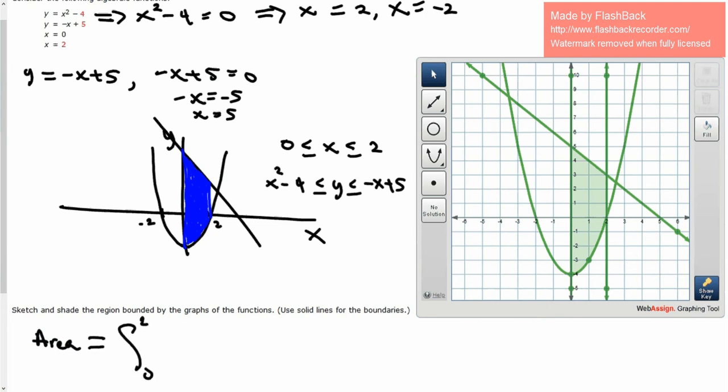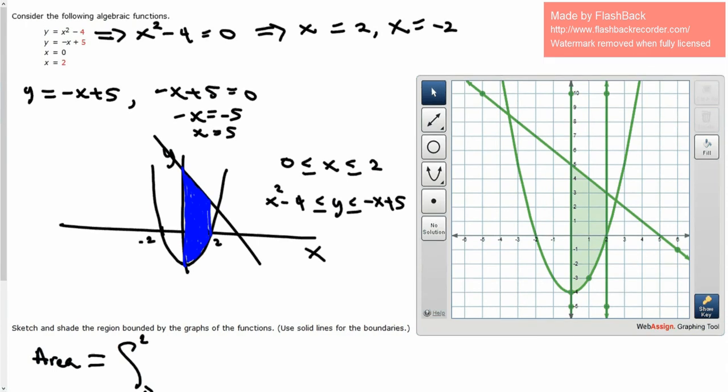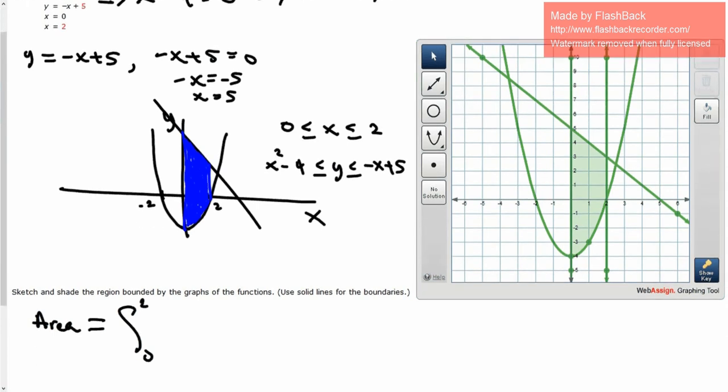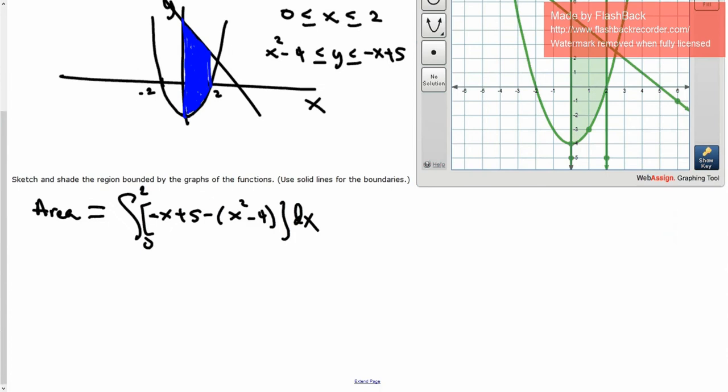X goes from 0 to 2 of the upper function minus the lower function. So here that becomes the negative x plus 5 minus the lower function based on the graph, x squared minus 4, dx. And so now we want to just simplify that and then integrate. Integral from 0 to 2, negative x, this is plus 5, and here plus 4, so that becomes a plus 9, minus x squared dx. So now we integrate.